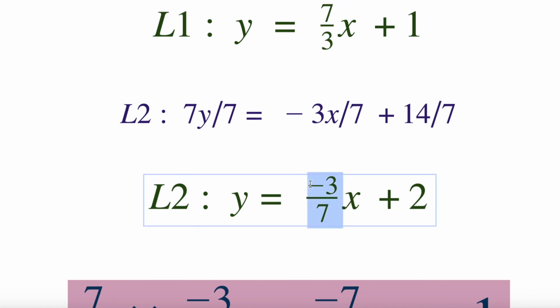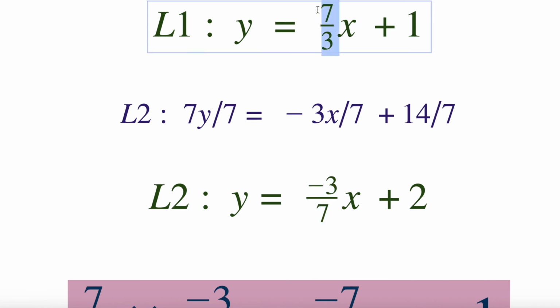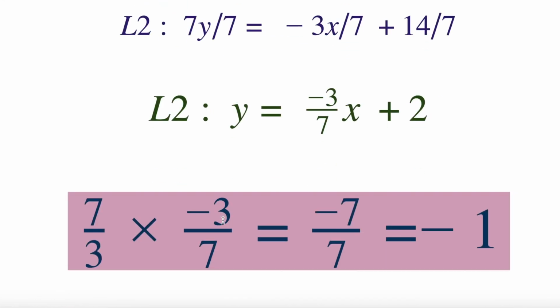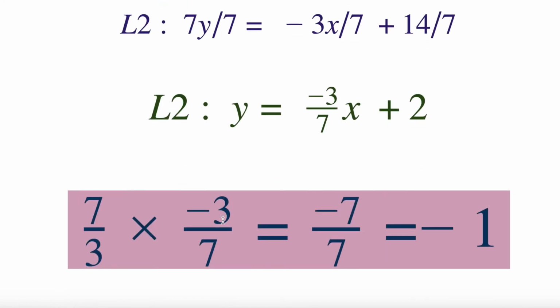I just want you to look at them. Did you notice anything? The first slope and the second slope, they are swapped. If the first one is 7 over 3, the second one is 3 over 7. And they have different signs. One is positive, one is negative. This is the secret behind having two perpendicular lines. So now if I multiply them, the answer will be negative 1. That's all about perpendicular and parallel lines.